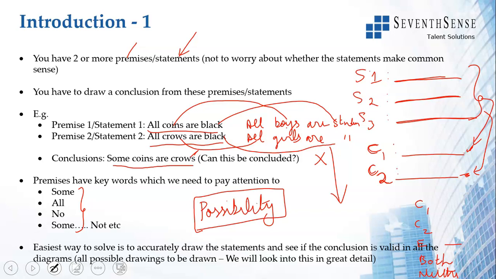Now, the easiest way to solve a syllogism question, instead of looking at the statement and the conclusion, is to draw the statements. What do we mean by draw the statements? We'll look at it in the next slide. And you see if the conclusion is valid in all the diagrams. We have 5 problems in this particular video. The given statements can be drawn in more than one way. So you draw the statements in all the possible ways and see if the conclusion is valid in all the diagrams.